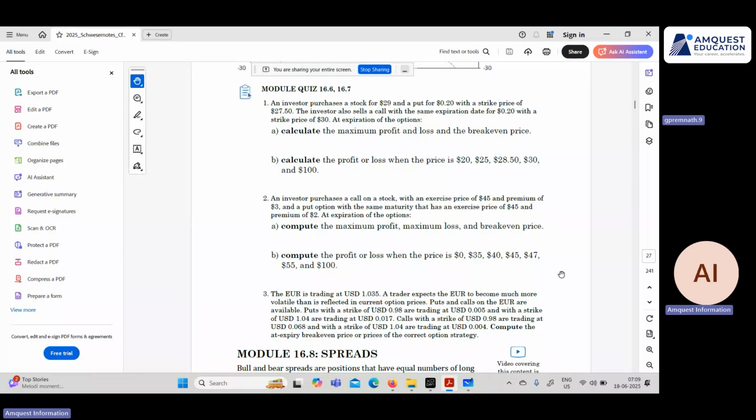Version 3. The euro is trading at USD 1.035. A trader expects the euro to become much more volatile than is reflected in current option prices. Puts and calls on the euro are available. Puts with a strike of 0.98 are trading at USD 0.005, and with a strike of USD 1.04 are trading at USD 0.17. Calls with a strike of USD 0.98 are trading at USD 0.0. Compute the break-even price or prices at expiry of the correct option strategy.